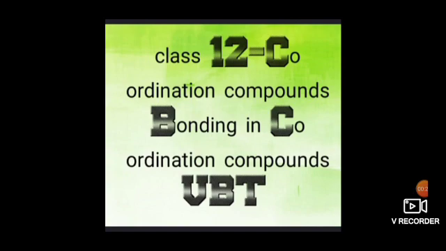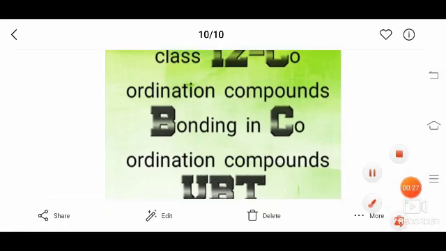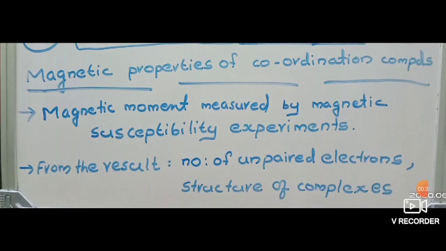Magnetic moment can be measured by magnetic susceptibility experiments. By using that result, we will get information about the number of unpaired electrons and hence the structures adopted by the metal complexes. So, in order to understand how many unpaired electrons are there and the structure of the compounds, we are able to use magnetic susceptibility experiments. As a result, we will get the magnetic property of the compounds and we are able to predict how many unpaired electrons are there, what is the structure of the compound, etc.